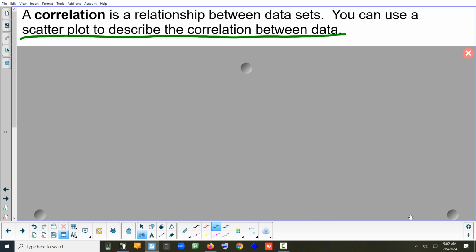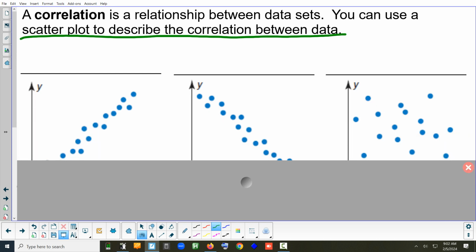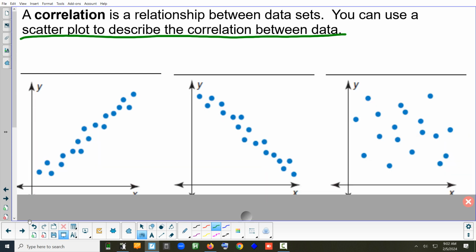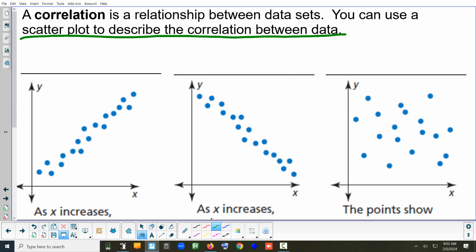Now, when we look at a scatter plot, there's really three different types of patterns that we look for in general. This first one is a very good correlation. These dots are almost in a perfectly straight line. That's about as good as you usually are going to get. That's called a positive correlation. Okay, so I'm just going to write that. Do you guys already have that written?